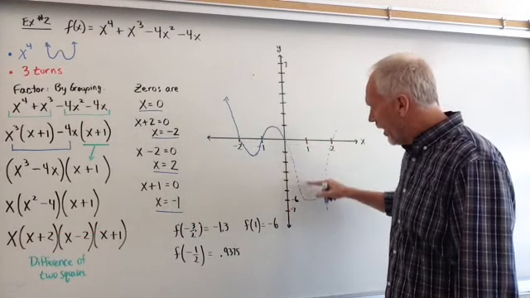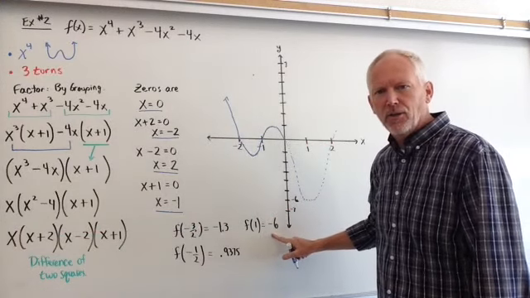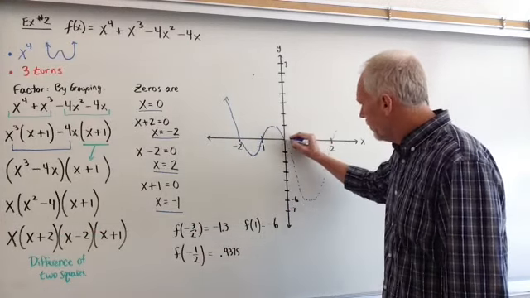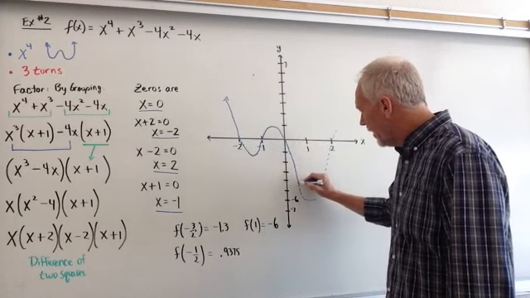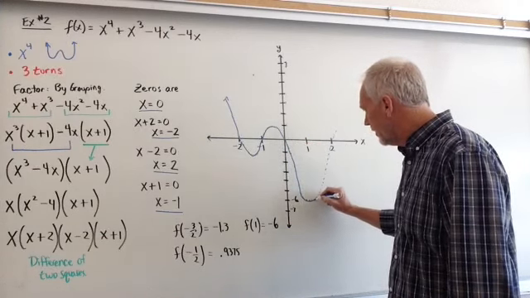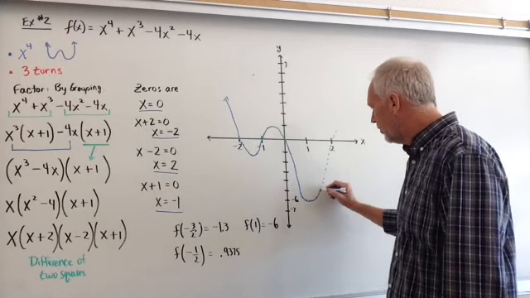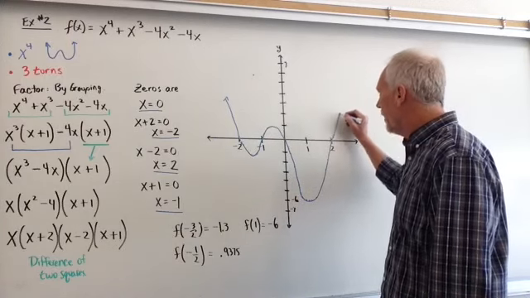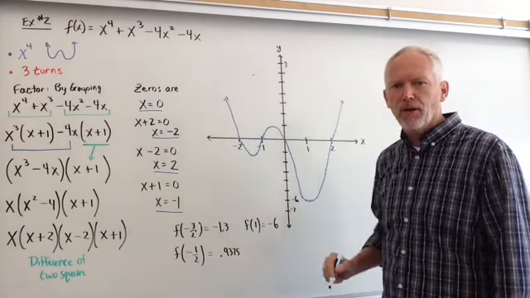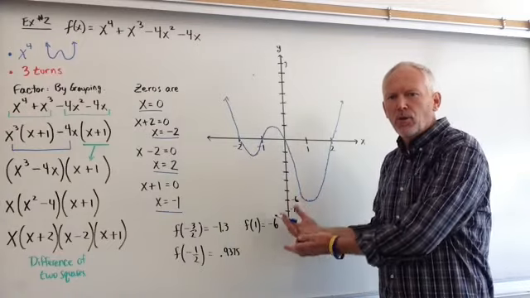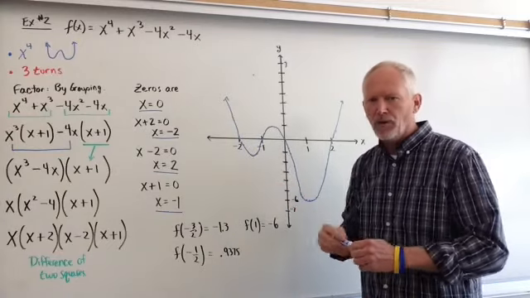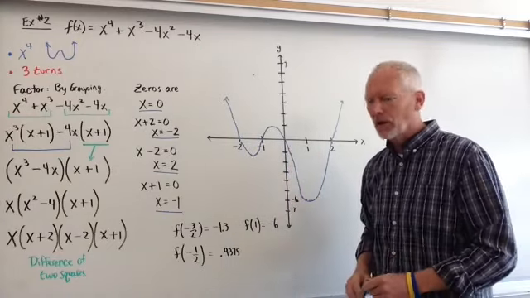And then at positive 1, I found out that it goes through negative 6. So my function will go down here, and right at 1 and negative 6, it'll turn back around and go back up through to positive infinity. And if you notice, we end up with the same shape as what we thought, some kind of W-looking shape.